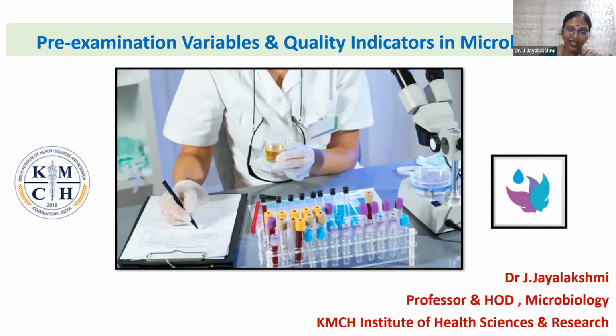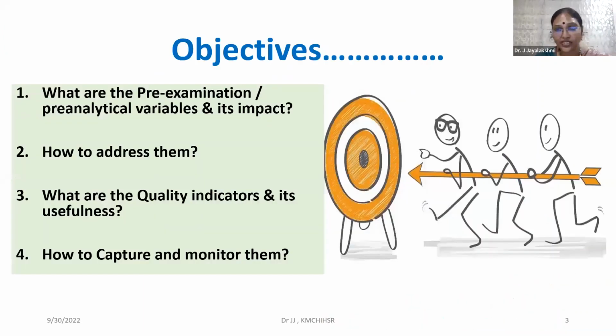Right. So the objective for today's session, or the learning objectives as we would call them in teaching colleges, is: what are these pre-examination or pre-analytical variables and their impact? Why do I say this? Because it used to be called pre-analytical variables earlier. So there may be some literature or some picture that I would put which would say pre-analytical, which just means equivalent to pre-examination. How to address them? What are the quality indicators and what is their usefulness? How to capture and monitor these quality indicators?